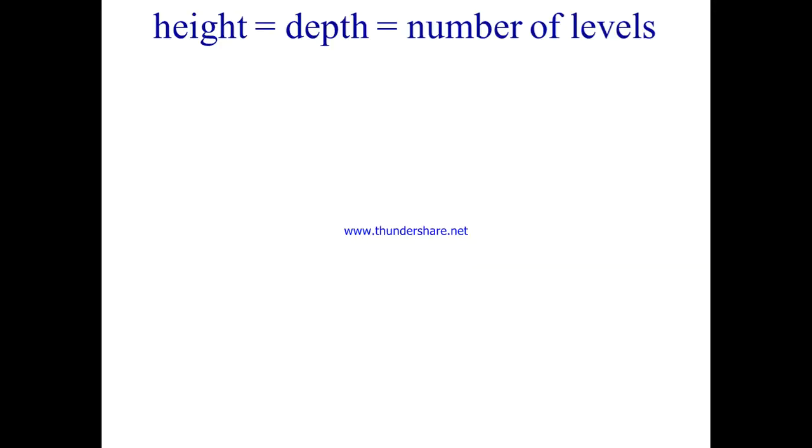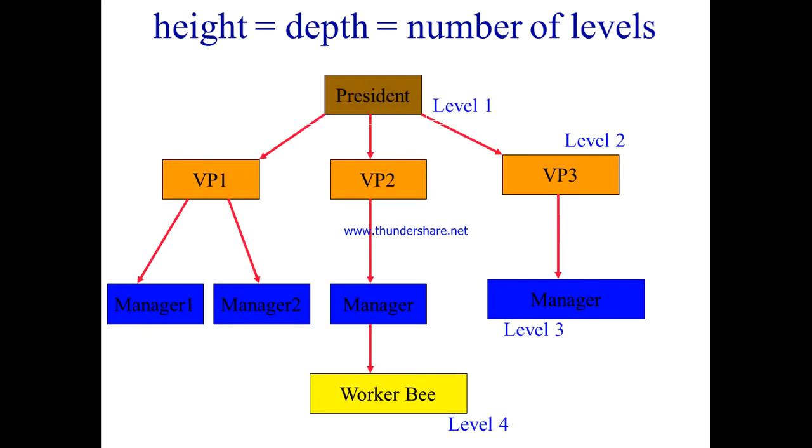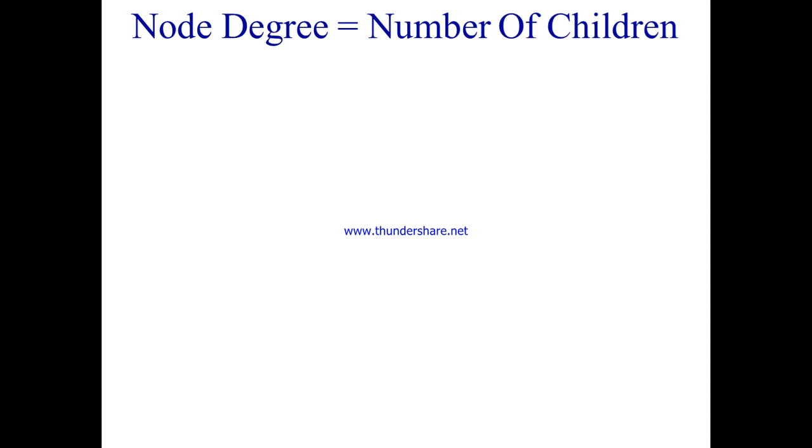So height, depth, and number of levels of a tree. Height we represent as the number of levels. Levels start with level 1 at the root node, then level 2, level 3, level 4 and so on. So for this tree the height is equal to 4.